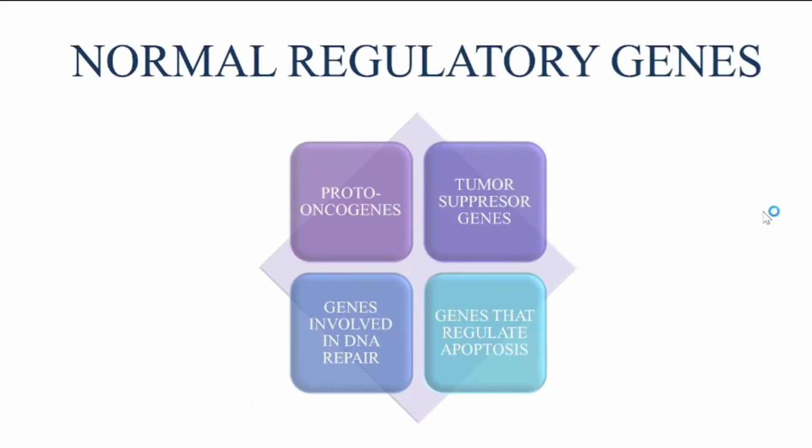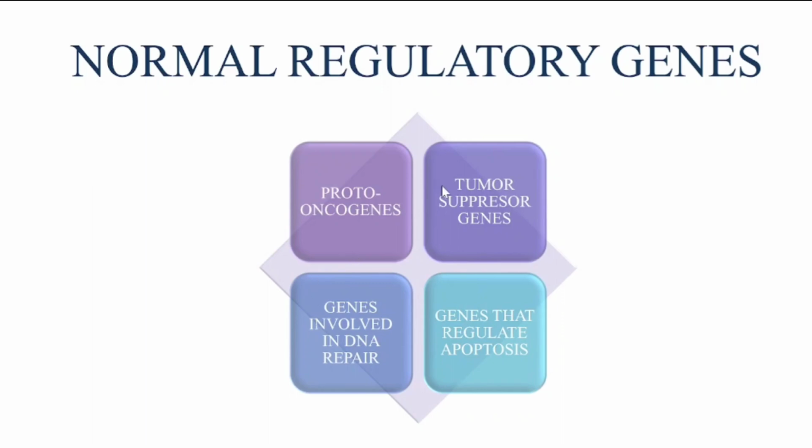Since a normal cell is constantly exposed to stimuli such as harmful physical agents, chemical agents, or microbes, it is constantly exposed to carcinogenic stimulus. So why doesn't it change to a cancer cell normally? Because there have to be some protective mechanisms within the cell, that is, the normal regulatory genes, such as tumor suppressor genes, genes involved in DNA repair, whose products are responsible for regularly repairing the DNA, and there are some genes that regulate apoptosis, that is the cell death pathway.